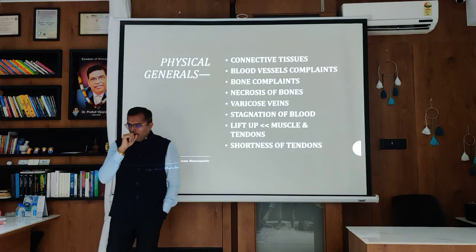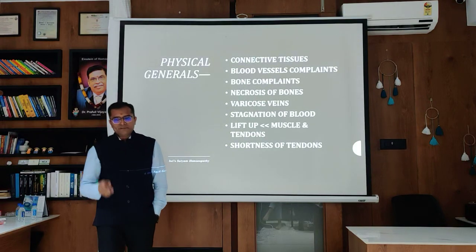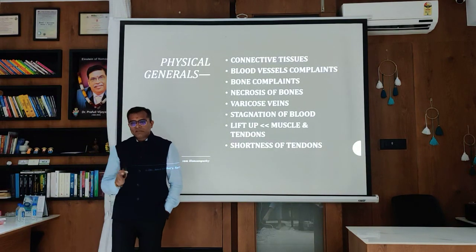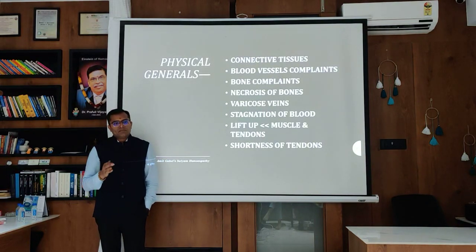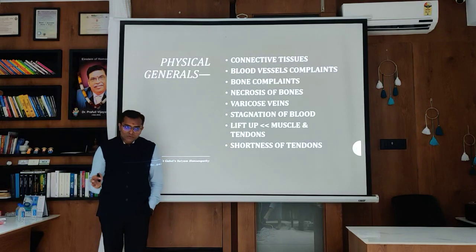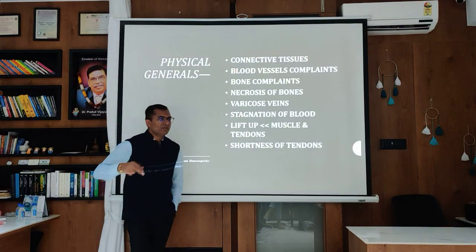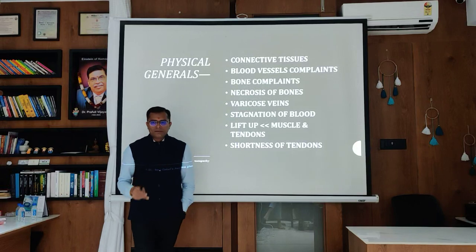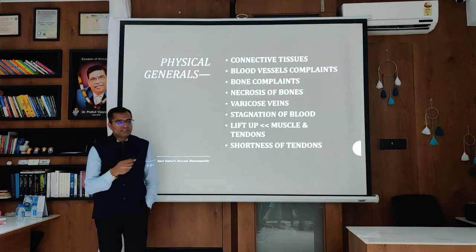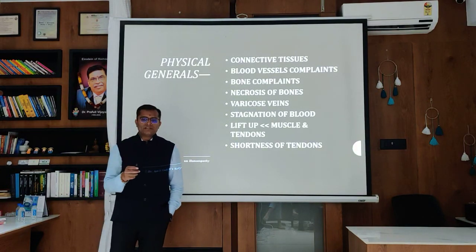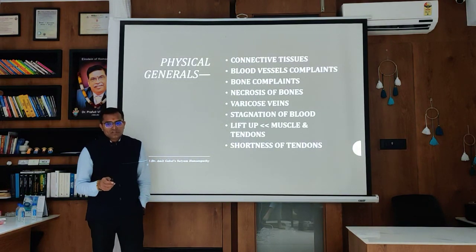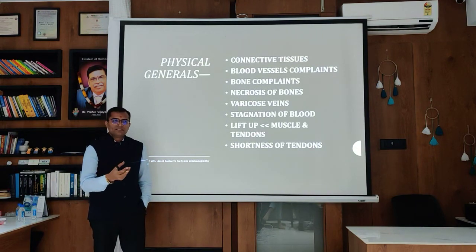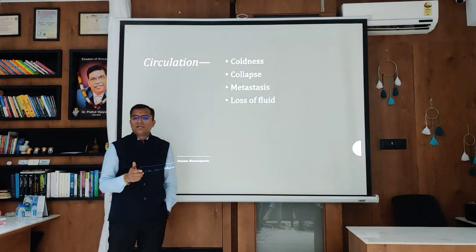Physical general. So at the physical general level, the connective tissue is affected. In connective tissue, it affects the blood vessels, bone complaints, necrosis of the bones, specifically necrosis of the femur in Natrum carb. Okay? Varicose veins, all carbons have varicose veins. Stagnation of the blood, it aggravates the muscles and tendons, and shortness of the tendon. Why shortness? Fibrin excess. It shortens the tendons.